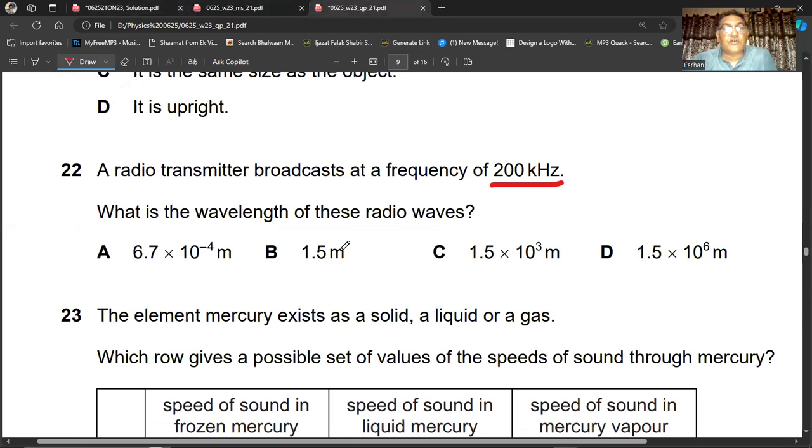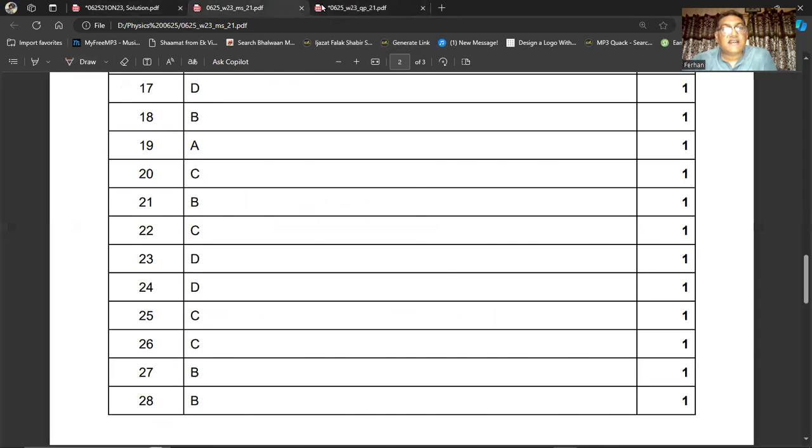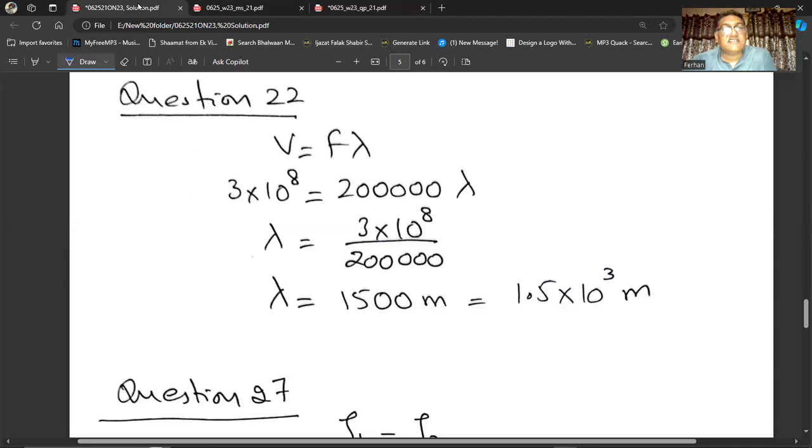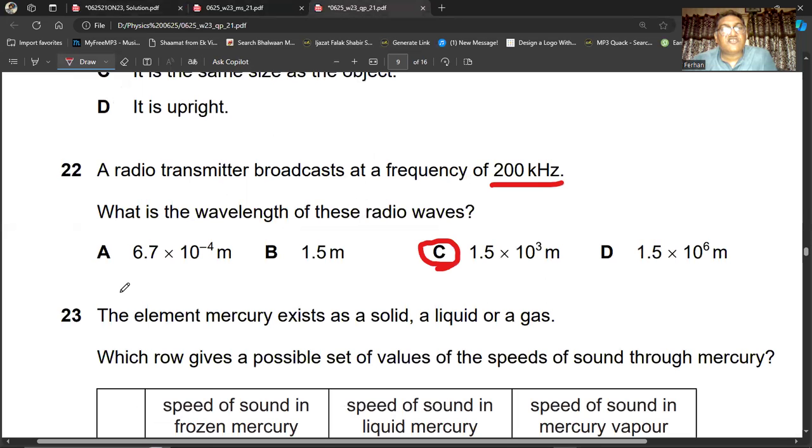1.5 × 10^3 meters. So I think C is the choice. And question number 22, C is the right choice, sir. This is my solution, and this is how this is done.